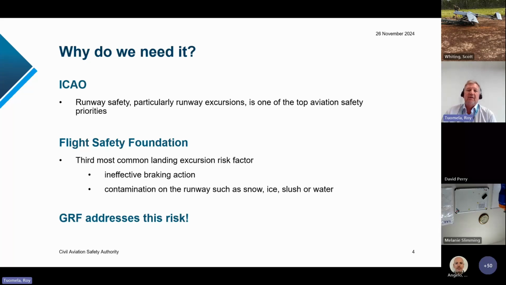So why are we introducing the GRF? It's not just because ICAO says so. GRF is addressing a hazard, and that hazard is reduced braking action due to changes to the runway surface friction. And that has a particular and significant impact on aeroplane landing and takeoff performance, and those distances are normally increased. I'll just stop there. I'm going to go into a lot of the details about the GRF. Are there any opening questions from the group, or I'll just keep going?